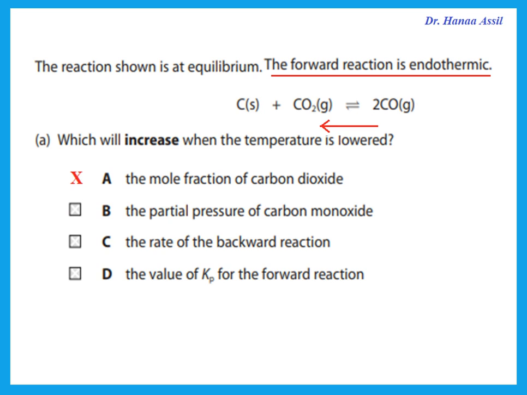Now, what about the other choices? He says the partial pressure of carbon monoxide. No, the partial pressure of carbon monoxide would decrease, not increase. The rate of the backward reaction. No, remember, if I lower the temperature, the rate will decrease, not increase. The value of Kp, well, if we look at this and I'm going backward, Kp is pressure of CO to the power 2 over pressure of CO2. The value for Kp for the forward reaction would actually decrease because the amount of CO, or the partial pressure of CO, is lower. So my answer here is A.